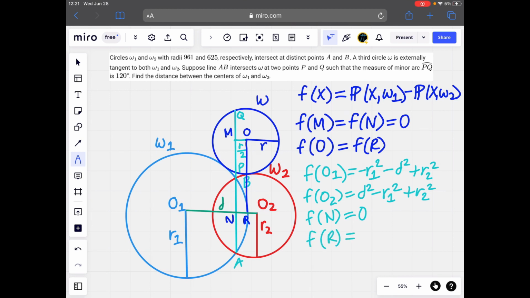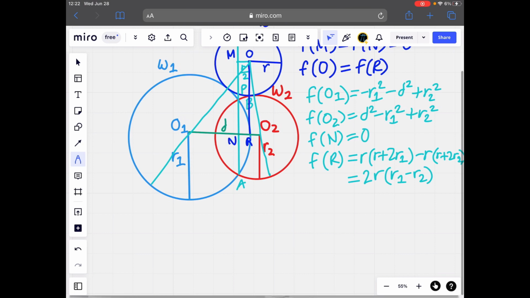And f of O is just R times R plus 2R1 minus R times R plus 2R2. So that's R times R plus 2R1 minus R times R plus 2R2. And that's just R times 2R1 minus R times 2R2, or just 2R times R1 minus R2.